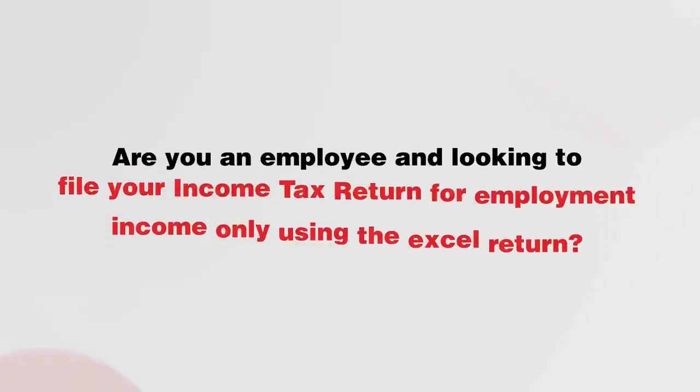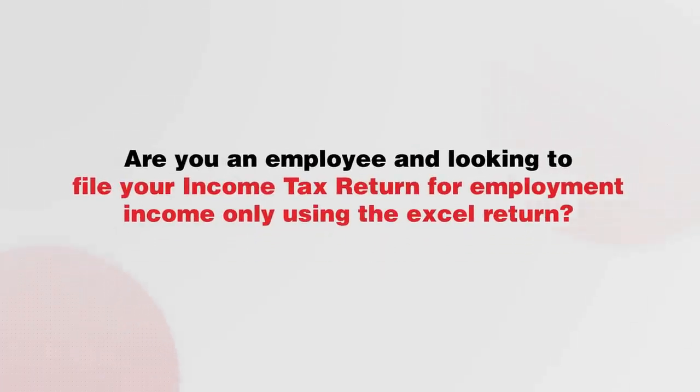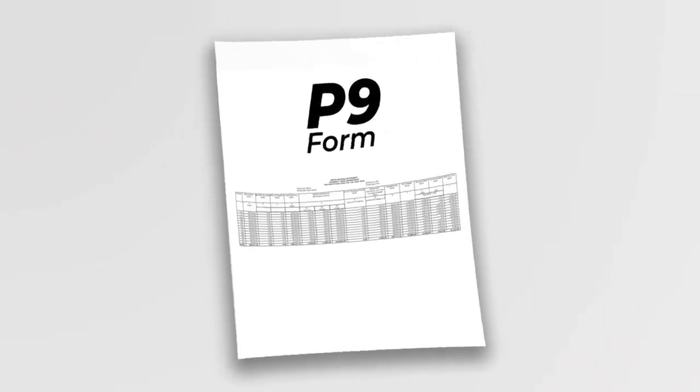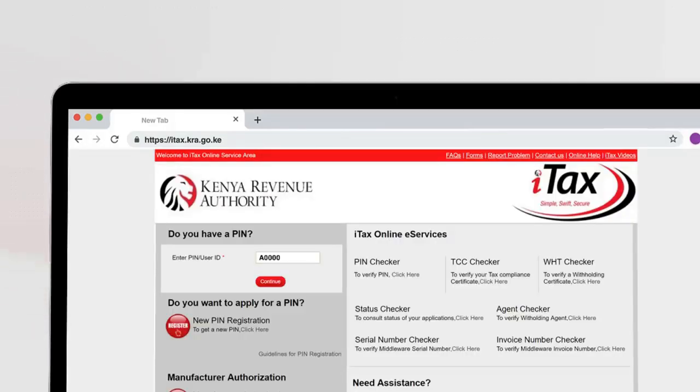Are you an employee and looking to file your income tax return for employment income only using the Excel return? First step, get your P9 form from your employer. Go to the iTax portal on itax.kra.go.ke. Enter your PIN. Click Continue.